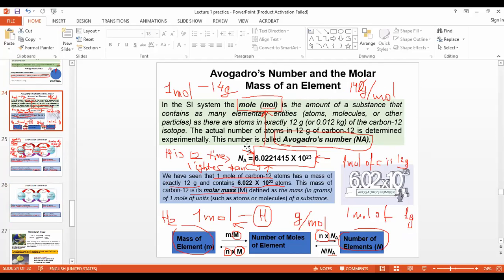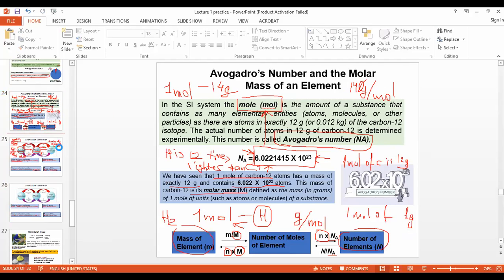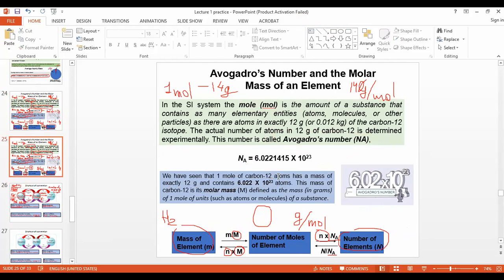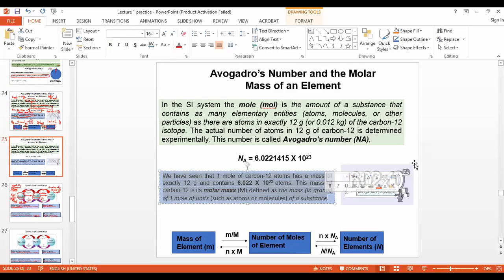You need to read this slide. Okay, let's just see this slide. See here, this one, for example. Read this one. Okay, now read this one completely, this one, everything. Read it carefully.